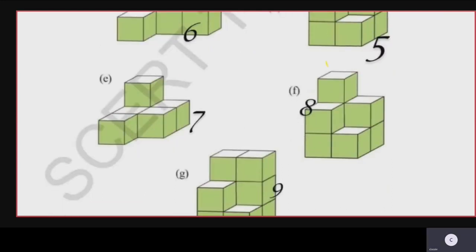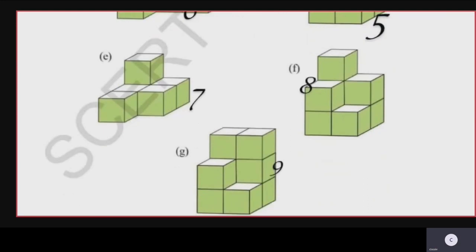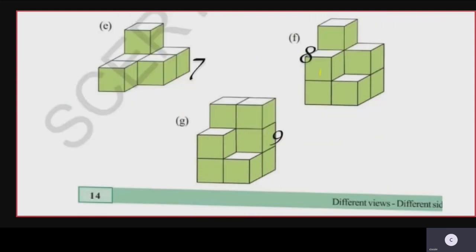The next, F1: down 4 boxes in the first layer, then the second layer 3 boxes, 4 plus 3 is 7, and in the third layer it is 1 box. So how many will you get? 7 plus 1, 8. 4 plus 3 plus 1 is 8. Yes children, F answer is 8.